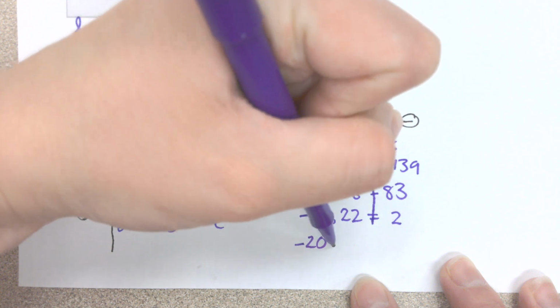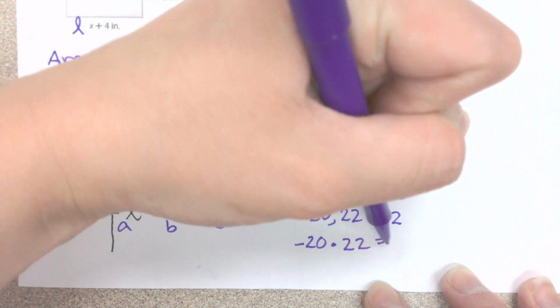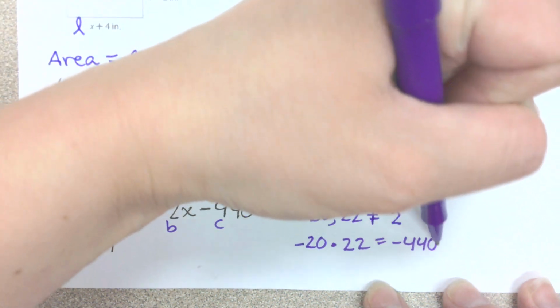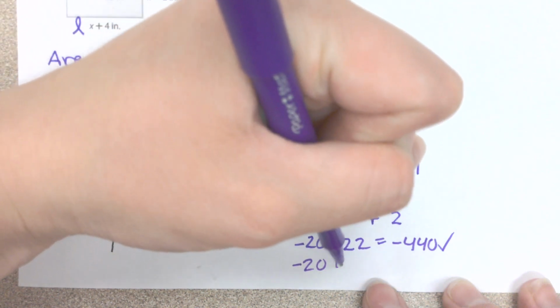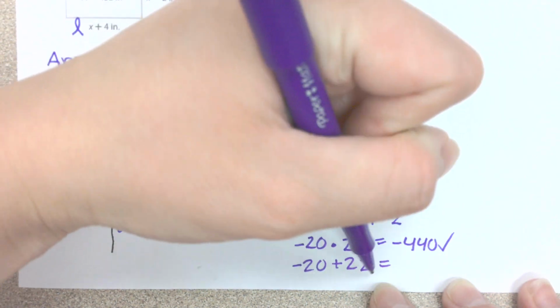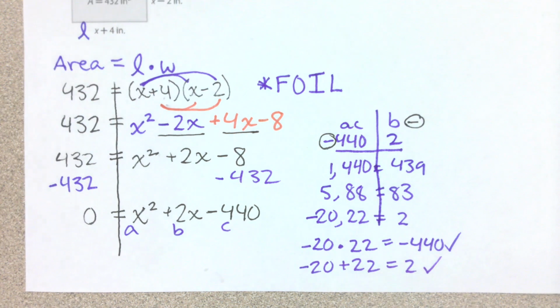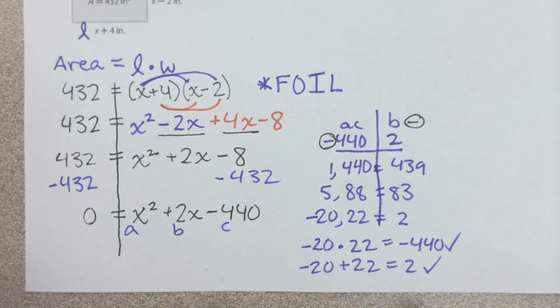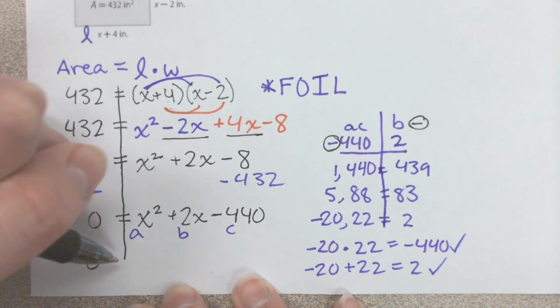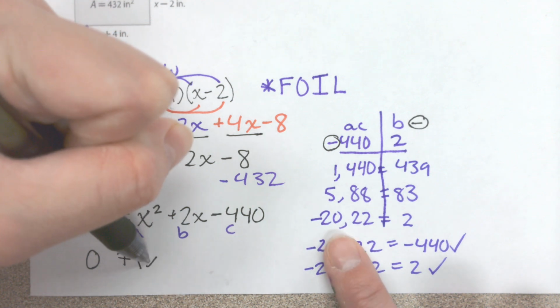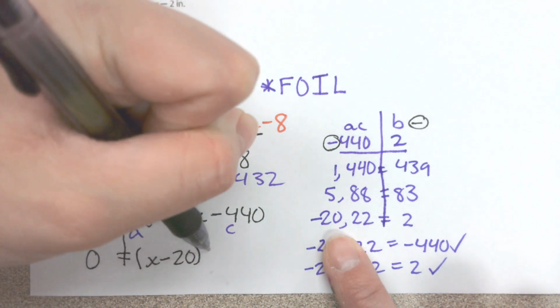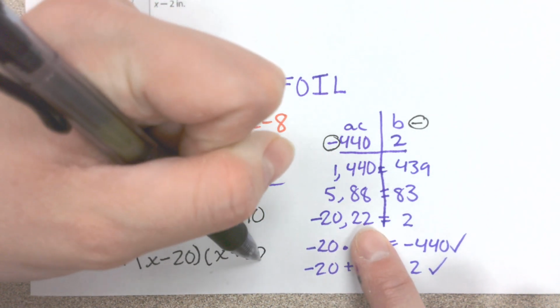So let's just check. Negative 20 times 22, that is negative 440. Yes. And then negative 20 plus 22, that is positive 2. Yes. So we have 0 equals x minus 20 and x plus 22.